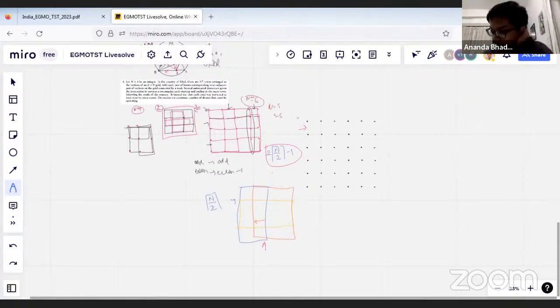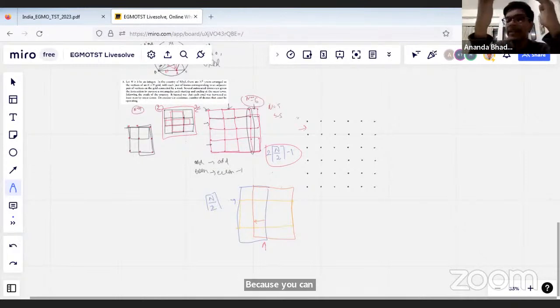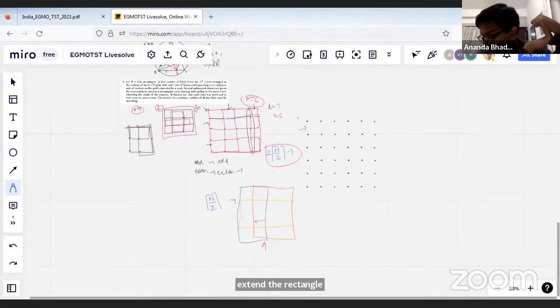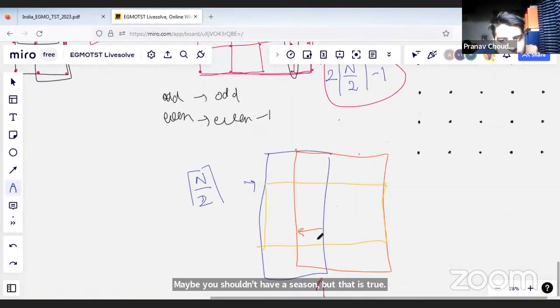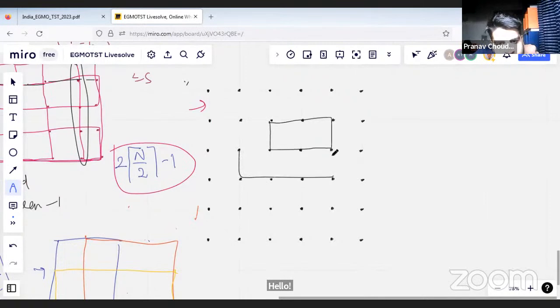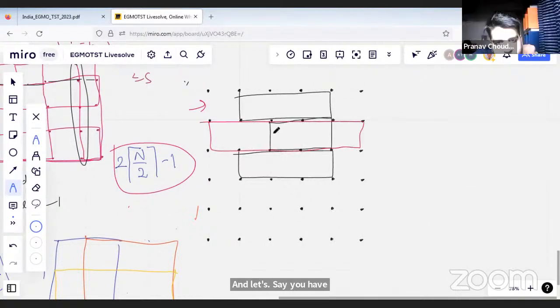Okay, now I think there's an issue with assuming every rectangle has a long side. Because if you extend that and you extend the rectangle below that, then that also leads to some problems. Because suppose you have something here and you have something here. And let's say you have something here. So if you extend this, this becomes this. And now we are not able to cover this.